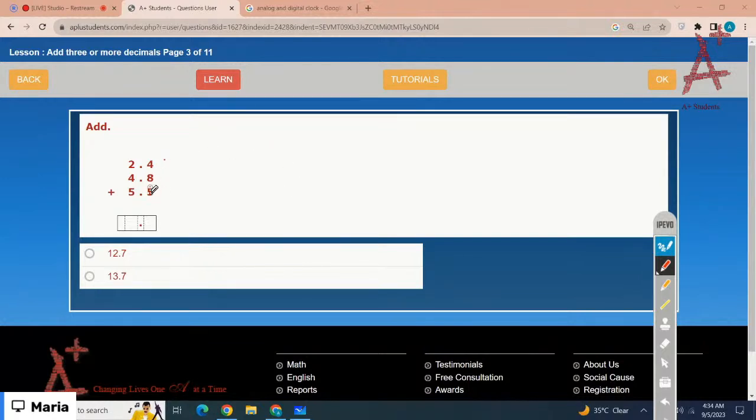8 and 4 is 12, and 5 is 17. Write 7 and carry 1. So it would be 5 and 4 is 9, and 1 is 10, and 2 is 12. So it would be 12.7. The correct option is option number 1.